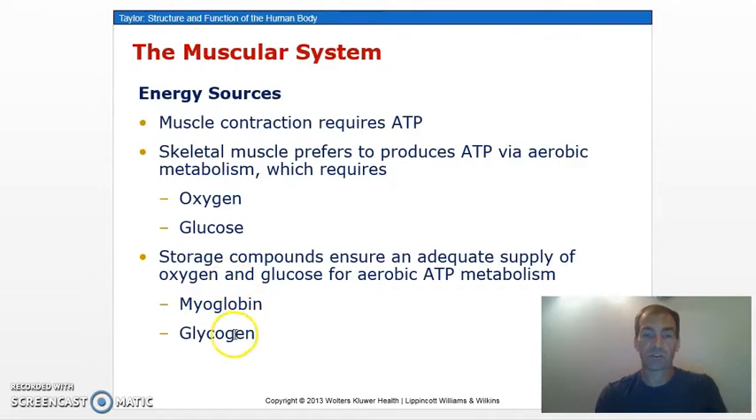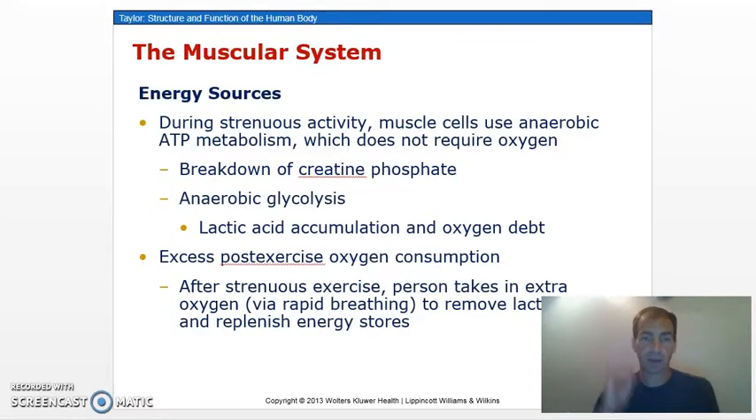This is where stored glycogen, which is the storage form of glucose in muscle and in liver, is needed. This is where myoglobin is also necessary. But all of these are means to form ATP. And so when we get into strenuous activity, we now have to engage other non-aerobic means.